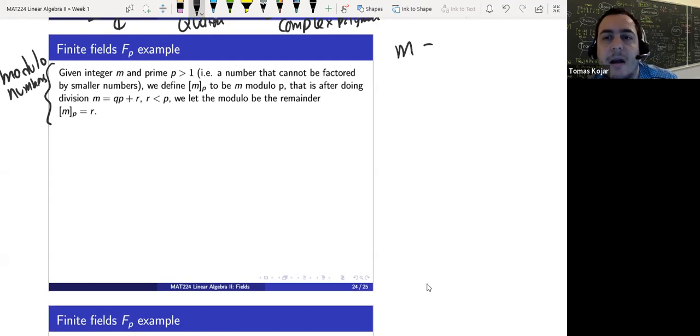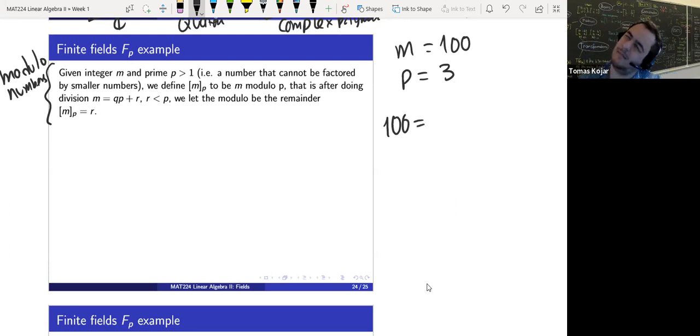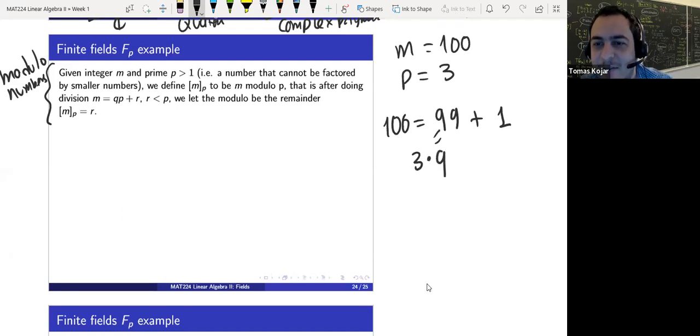If you give me an integer like 100 and a prime number like 3, then you take the highest multiple of 3 below it. So 100 is 99 plus 1, and 99 is 3 times some number q, which is 33, and this is the remainder.